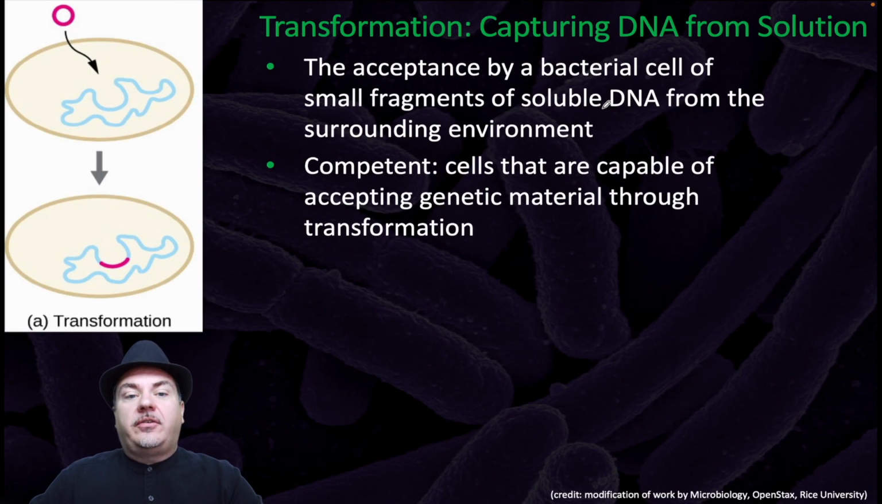Another type of horizontal gene transfer is transformation, which is capturing DNA from solution. Bacteria, if there's DNA floating around outside the cell, they can actually bring that DNA into their cell, and they can even integrate it into their chromosome. So transformation is the acceptance by a bacteria cell of small fragments of soluble DNA from the surrounding environment. Competent cells are cells that are capable of accepting genetic material through transformation.